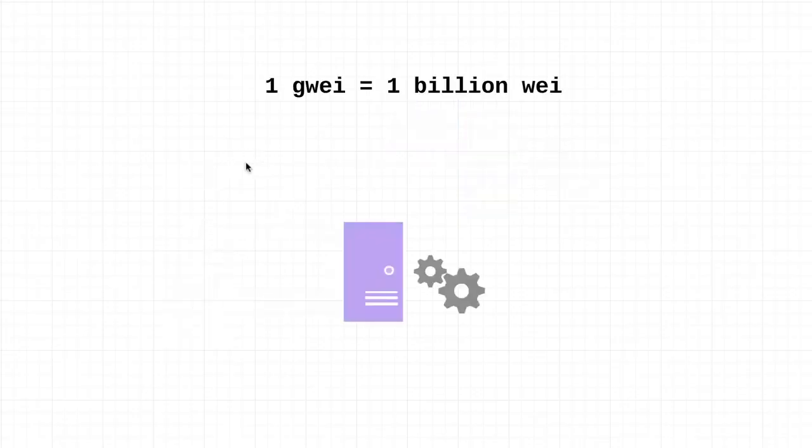So the very first thing that I learned is that when measuring gas, it's typically measured in gwei rather than wei or ether. And just as a reminder, 1 gwei is equal to 1 billion wei.